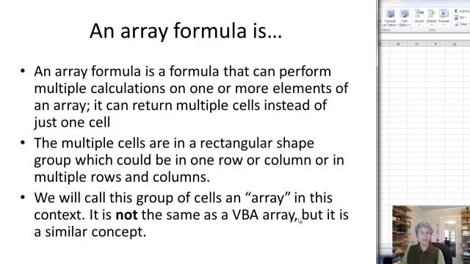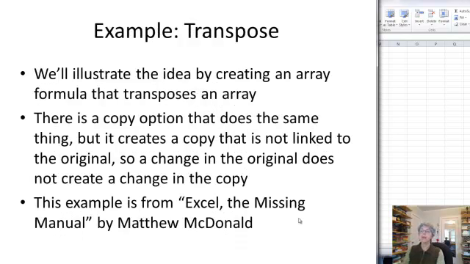The multiple cells that we're calling an array are in a rectangular shape, so it can be either all in one row, all in one column, or it could be a square or rectangular block of cells. The shape is like the shape of the kind of arrays we've worked with in VBA. It's not the same thing, but a similar concept, at least in terms of the kind of grouping of values that we're talking about. Now we're going to start by illustrating with a formula that actually returns multiple values.